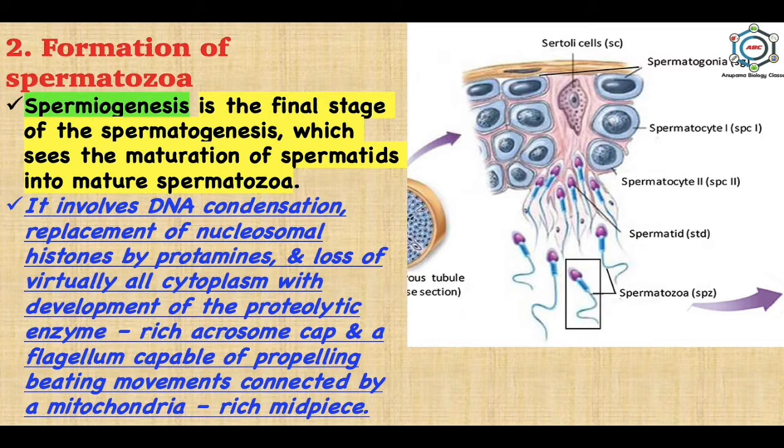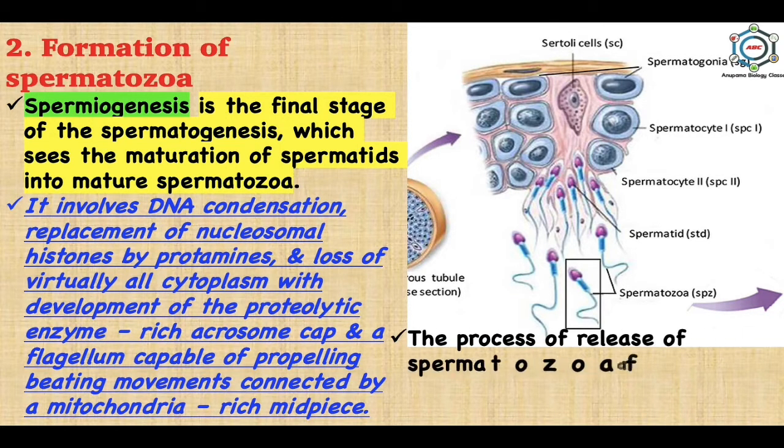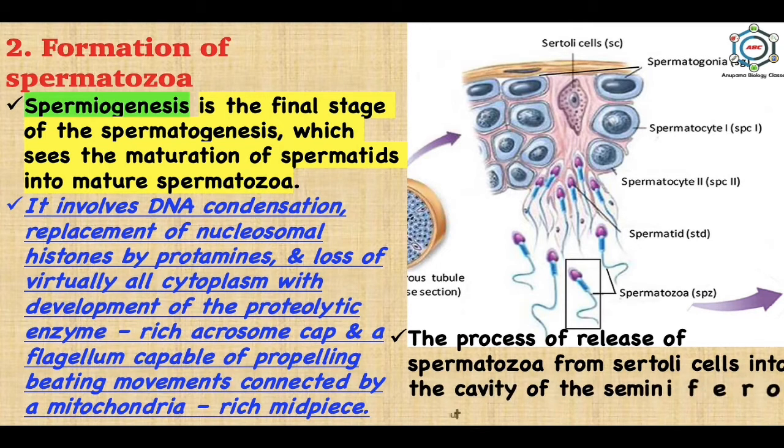So, the development of a sperm cell takes about 2 months and the fully formed sperms become free in the cavity of the seminiferous tubule. The process of release of spermatozoa from the Sertoli cells into the cavity of seminiferous tubules is called spermiation. And from here, the sperms pass via vasa efferentia into the epididymis for temporary storage, and here they acquire motility by testosterone.